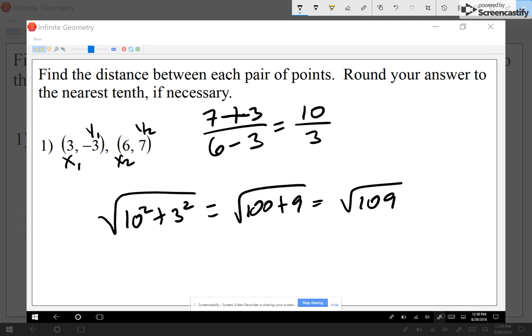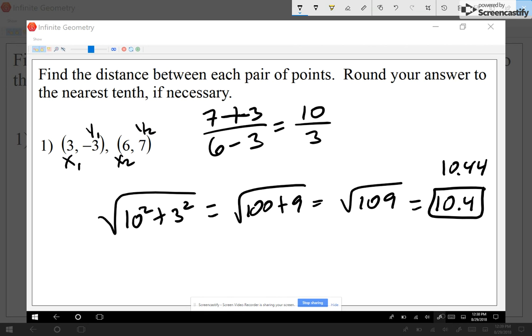Then I'm going to grab my calculator. The square root of 109, according to my calculator, is like 10.44. So I'm going to round this to 10.4. My answer will be 10.4. We know how to round things up, right? If the second number is 5 or more, bring the 4 higher. If it's 4 or less, leave it alone. So that's why I call it 10.4.